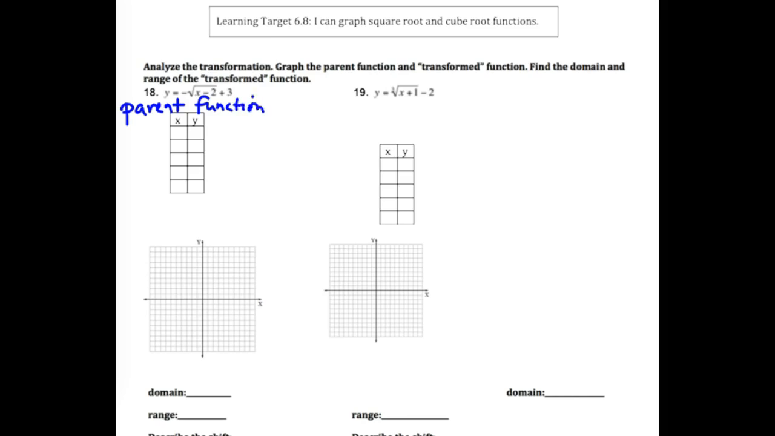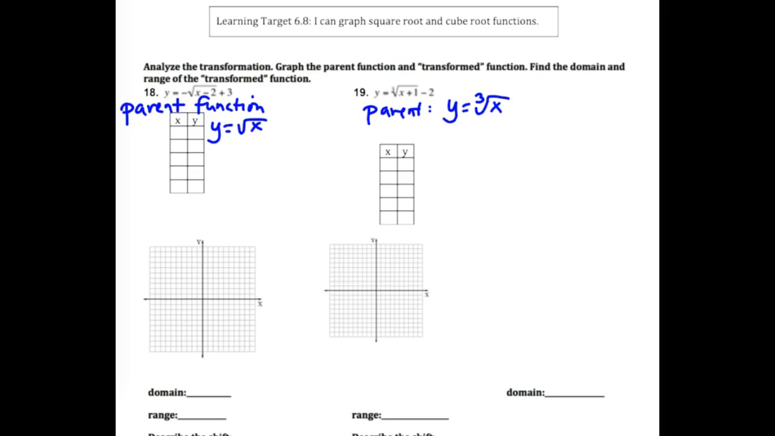Okay? So in question 18, we have a square root in our equation. So my parent function is just the square root of x. For this question 19, it is a cube root. So my parent function is going to be y equals the cube root of x. And then we'll deal with all of the other parts of the equation in terms of the transformations it makes. So the directions say to analyze the transformations.